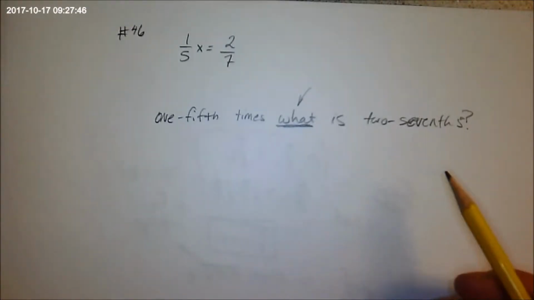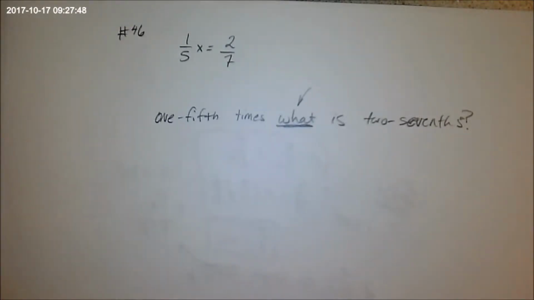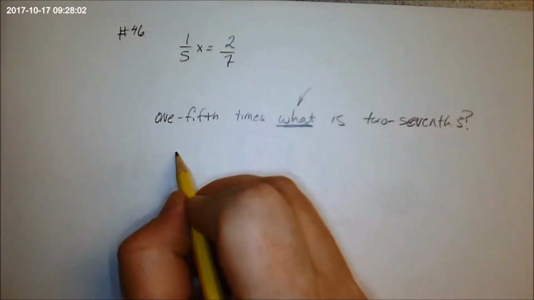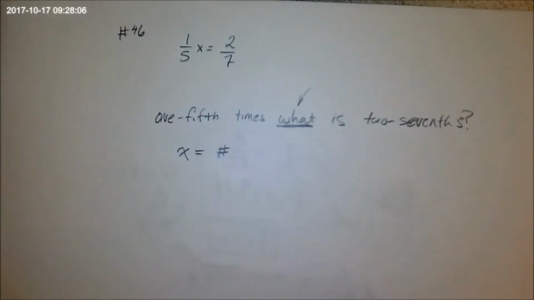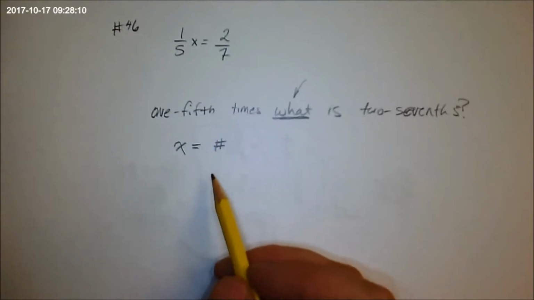That reminds me, we had that question yesterday. How do you know when you're done? You plug it in. No, that's how you know if you're right, when you check it. How do you know when you're done? Variable by itself. When it says x equals a number, that's when you're done.